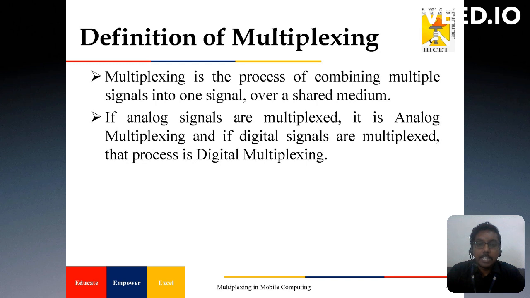Then let me see the definition of multiplexing. Multiplexing is simply the process of combining multiple signals into a single signal over a shared medium. If analog signals are multiplexed, that is called analog multiplexing. In the same way, if digital signals are multiplexed, that process is called digital multiplexing. So multiplexing can be of two categories: either analog multiplexing or digital multiplexing.